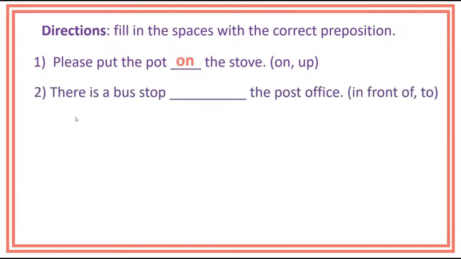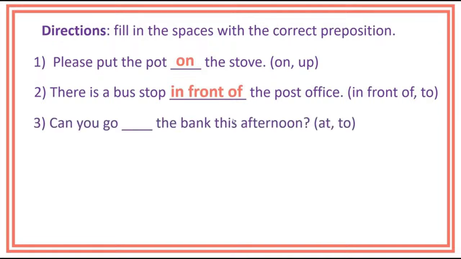Number 2. There is a bus stop blank the post office. So in front of or to. There is a bus stop in front of the post office. Number 3. Can you go blank the bank this afternoon? So the words inside the brackets are at and to. Answer is, can you go to the bank this afternoon?